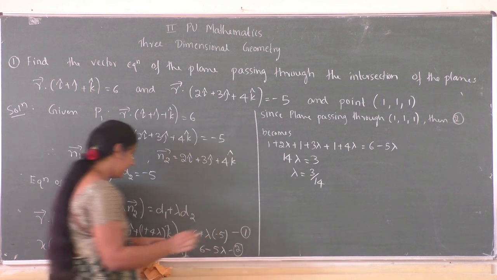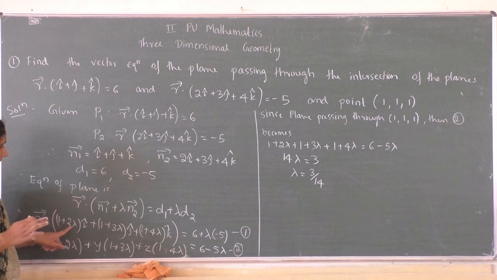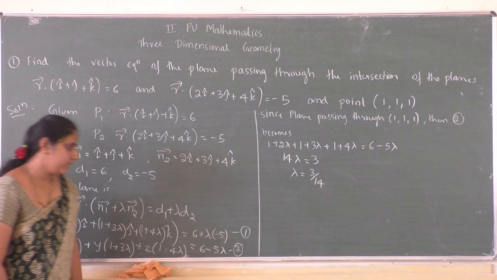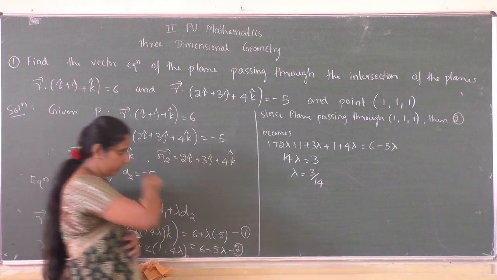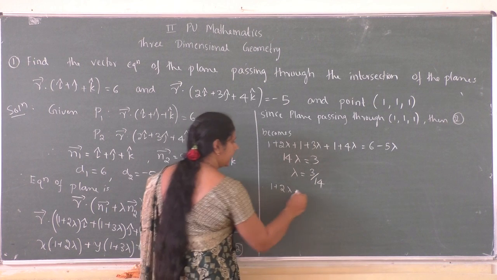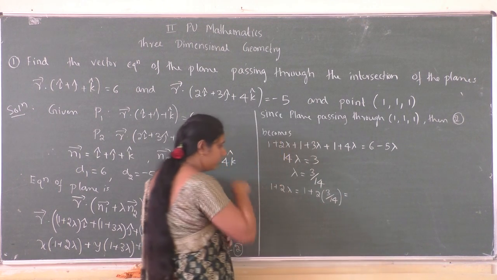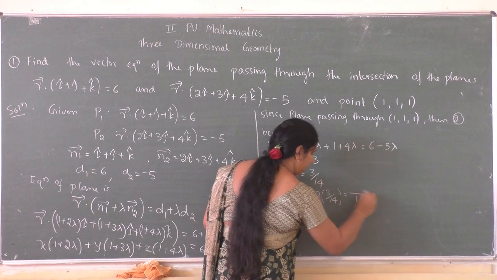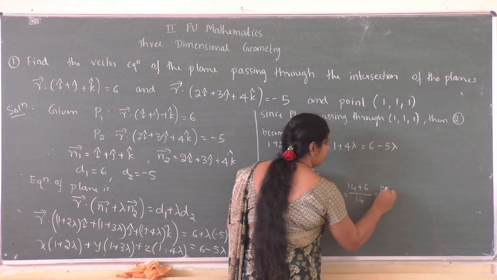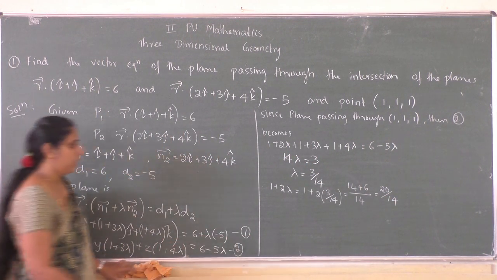Now we have to substitute this lambda in equation 1. Or you can first calculate what is 1 plus 2 lambda, what is 1 plus 3 lambda, as well as 1 plus 4 lambda, and what is 6 minus 5 lambda separately. Then substitute the values in equation 1. So, what is the value of 1 plus 2 lambda? This is 1 plus 2 into 3 by 14. So 14 is the common denominator. What about the numerator? It is 14 plus 6, that is 20 by 14.